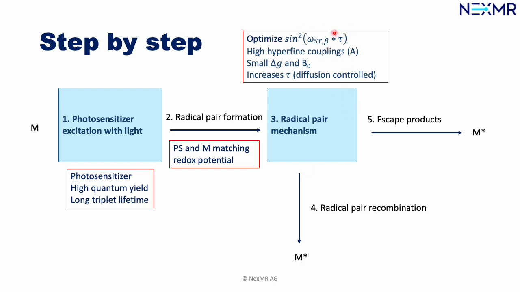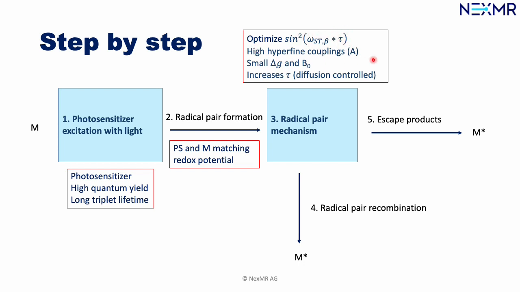And you see that the tau component is the time at which the radicals recombine. So you see that this is a diffusion controlled reaction, and you can play around with that by, for instance, modifying your solvent, the viscosity, or the temperature to change the diffusion properties of your system.